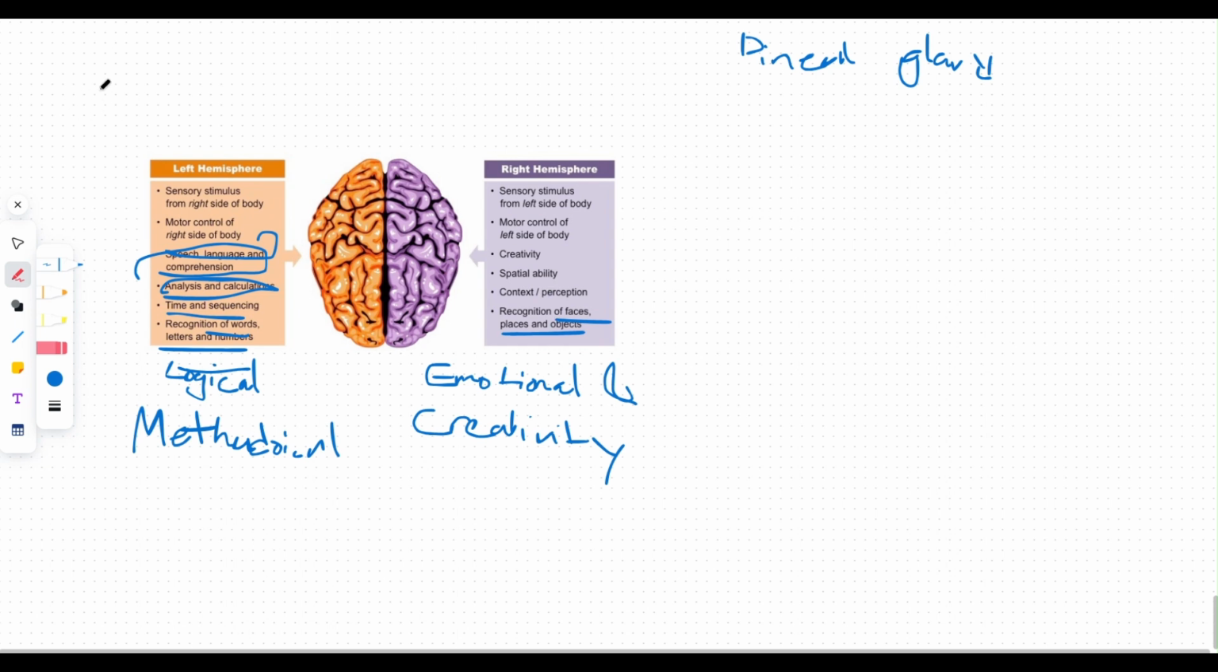This recognizes symbols in a sense, and this is recognizing what you see, like people, faces, objects. Now, this is your creativity. As I said, emotional and creativity, your spatial ability, and your context and perception. I think this is used for when you can tell how a person feels just by looking at them, like you can say if a person's sad or happy. I'm not sure, but I think this is part of the right hemisphere.